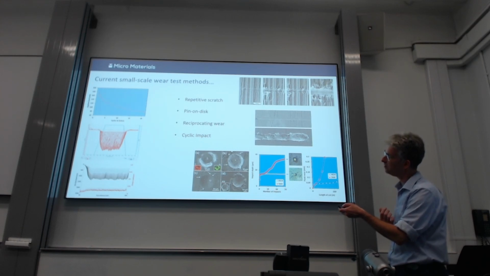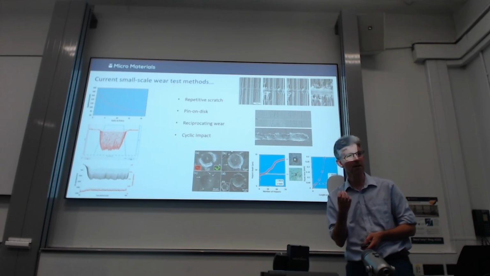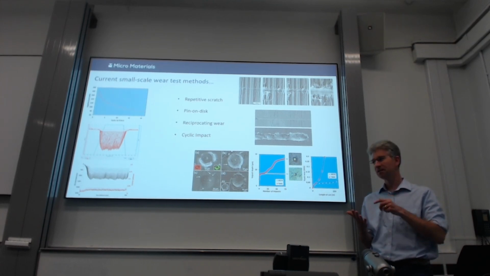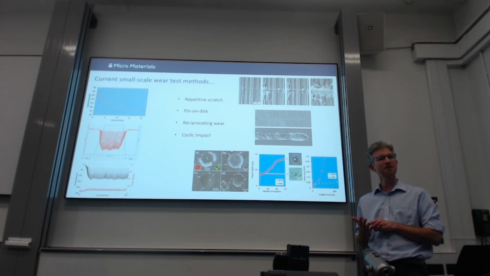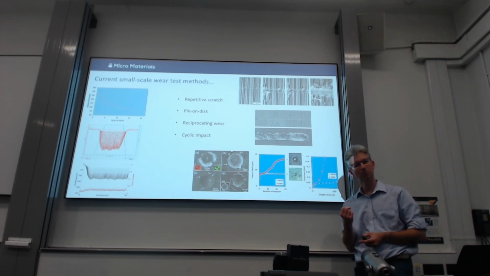These, as I showed you yesterday, these are SN curves from repetitive scratch, again looking at the build-up, in this case of damage and friction. So what do they all have in common? They all have one thing in common, which is that the deformation is kind of in the same place. It's either in the same track or it's at the same point. So that doesn't quite replicate what is actually happening.